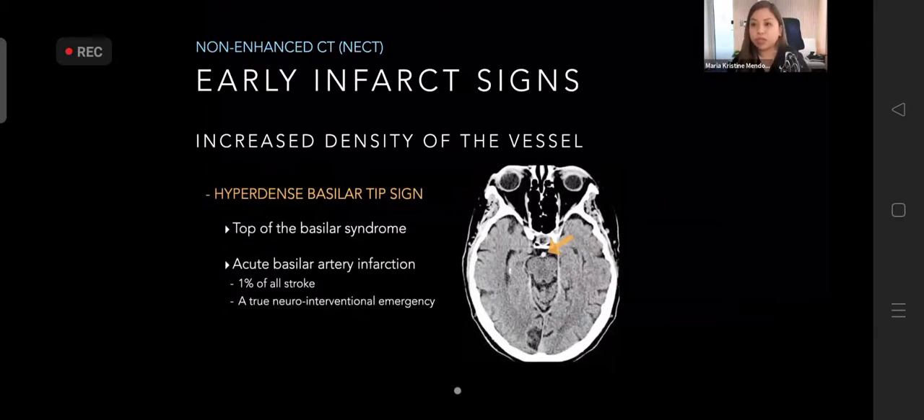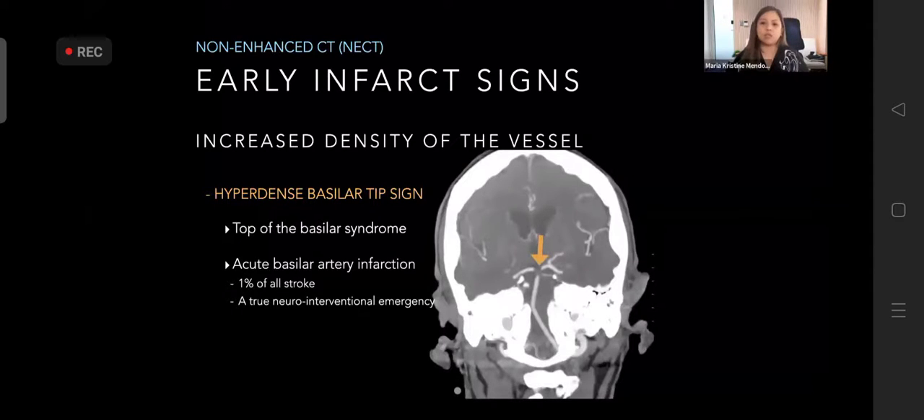With very characteristic clinical features is the hyperdense vascular tip sign that can be seen in the top of the basilar artery syndrome. So this is a true neurointerventional emergency, and hence, if you are highly suspecting this clinically, we also have to pursue looking for a possible CT sign, which is the hyperdense vascular tip sign. So that case is actually confirmed with a CT angiography of the patient.